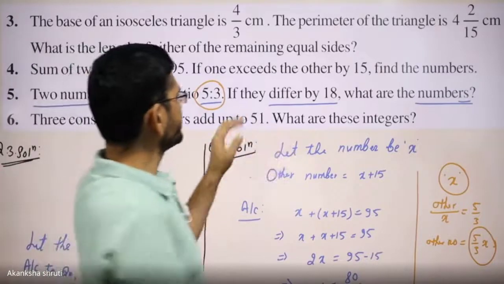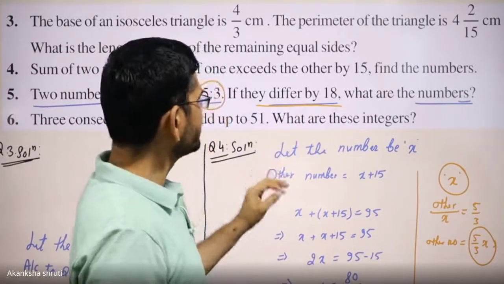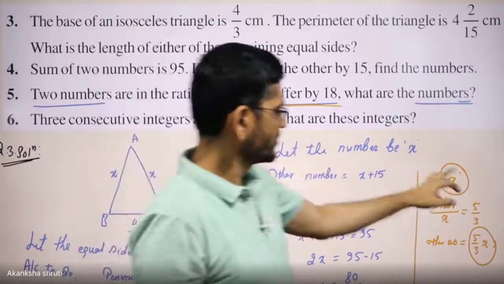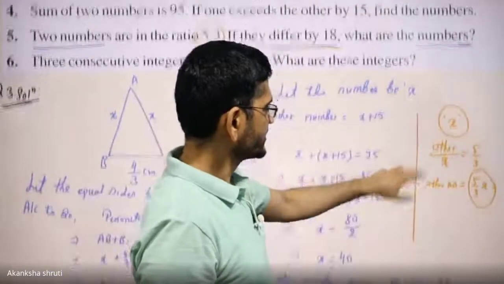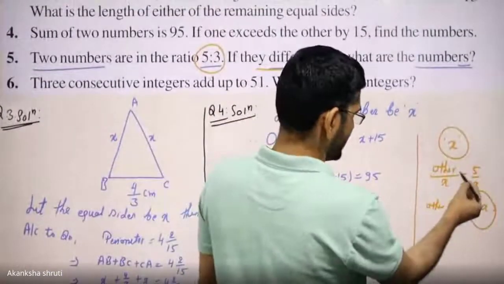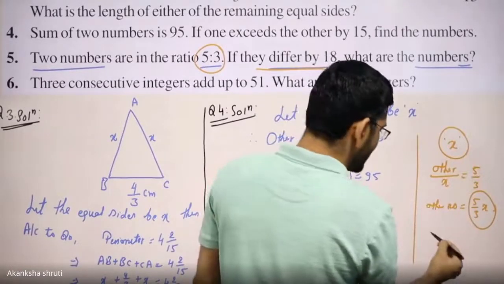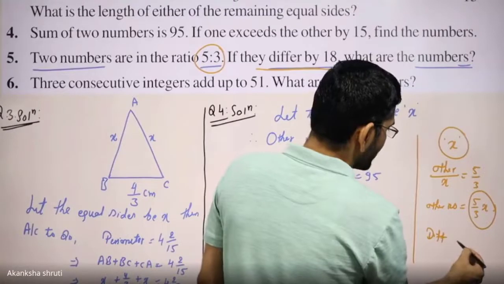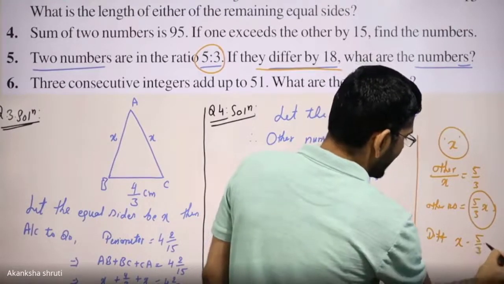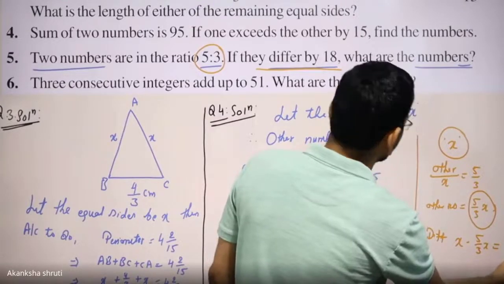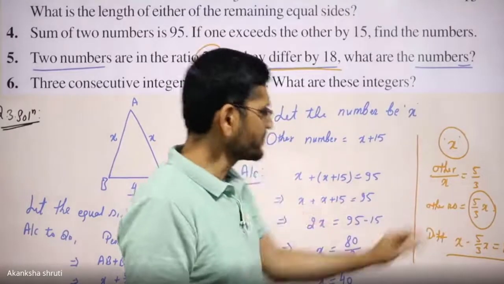Now the second part is here. If they differ, it means the difference of these two is 18. Means the second part will be, if you are subtracting one from the other, you may assume x as the bigger number. So the difference becomes x minus 5 by 3x. This difference is given as 18. This will be the equation. So these are the simple things.